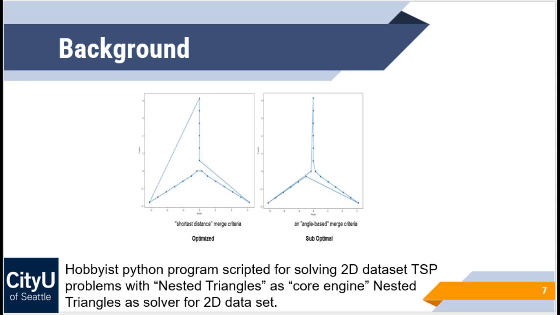Here we see final solution, 2 separate final solutions for 6 nested triangles plus 2 interiormost points. The solution on the left works off of delta distance criteria. The solution on the right works based off of an angle criteria. The solution on the left represents shortest distance.